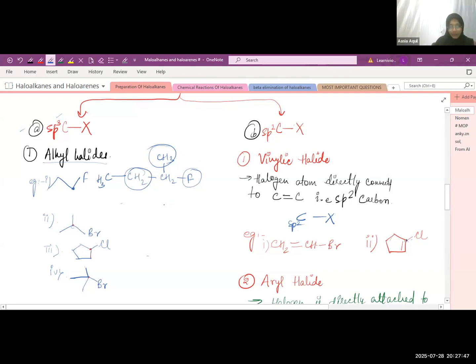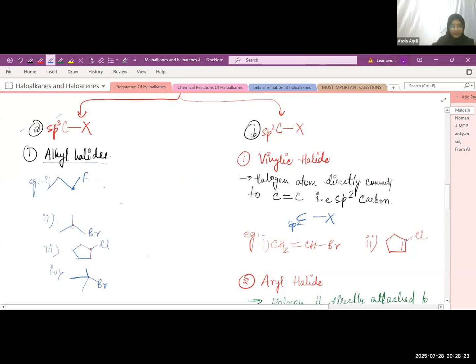Similarly, if I write CH3 here, again I have taken a branching here. Now tell me which halide is this: primary, secondary, or tertiary? Tertiary, yes, very good. You have to check this fluorine is attached to this carbon, and check this carbon is attached to how many groups. You can see CH3, CH3, and here CH2, three groups. So it's a tertiary one, right? You can check just like this, which halide is this?